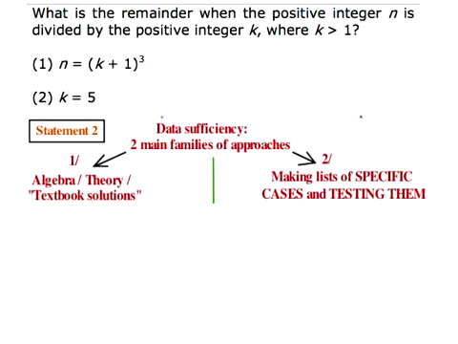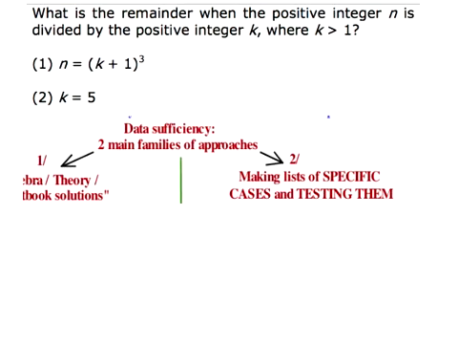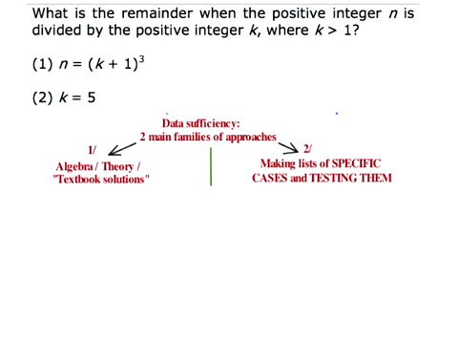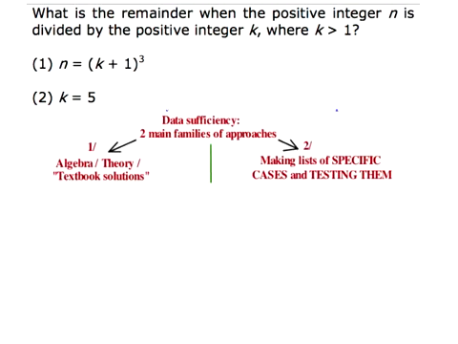In all data sufficiency, just think about it like this. If you don't succeed with textbook style solutions, that's not the end of the world. Just try listing cases. Just try testing stuff. You should never have indecision going on with data sufficiency. You should always be trying one or the other of these two things. Like with statement 2, it should be pretty clear that statement 2 is not sufficient.